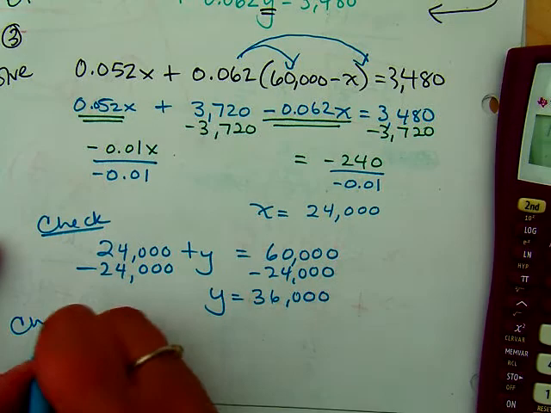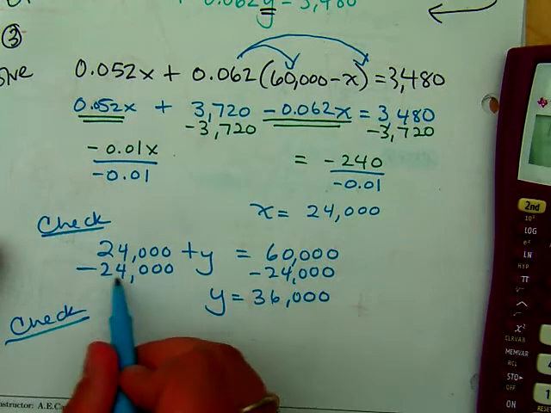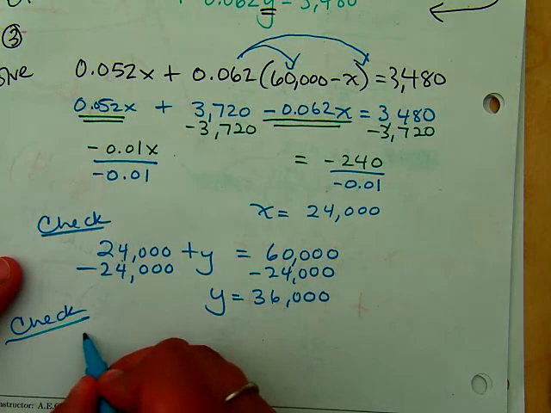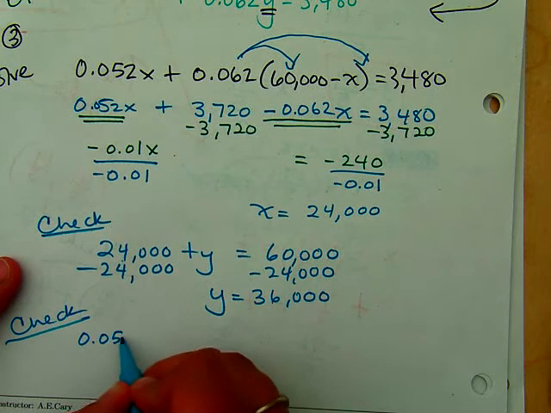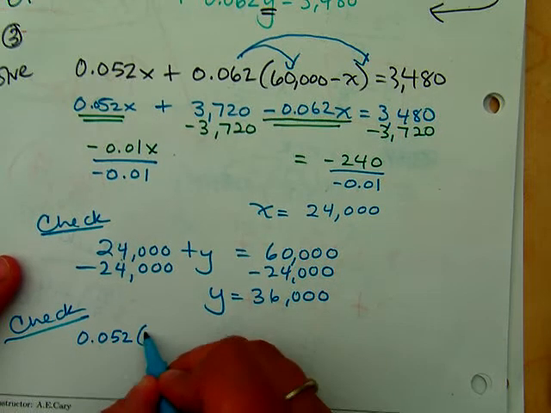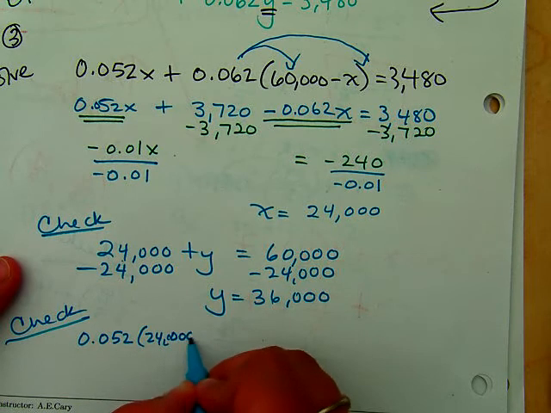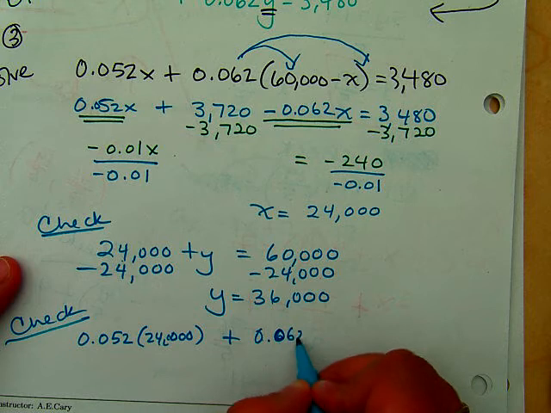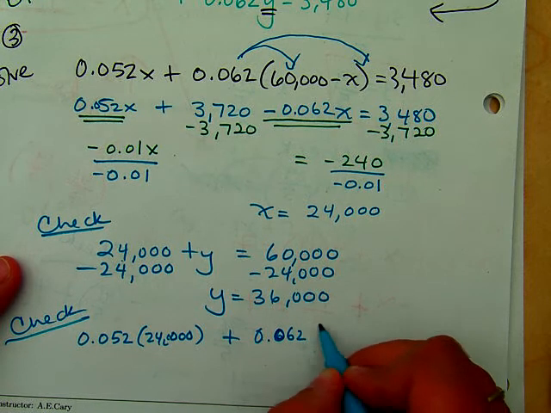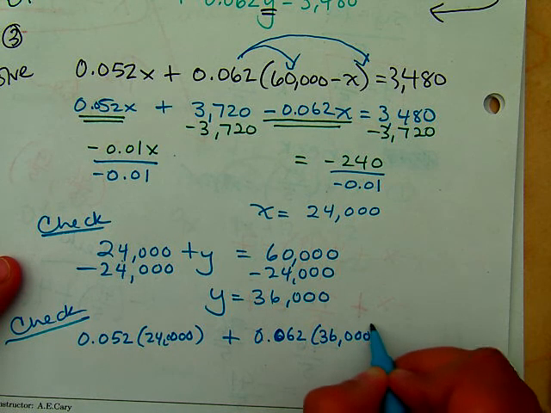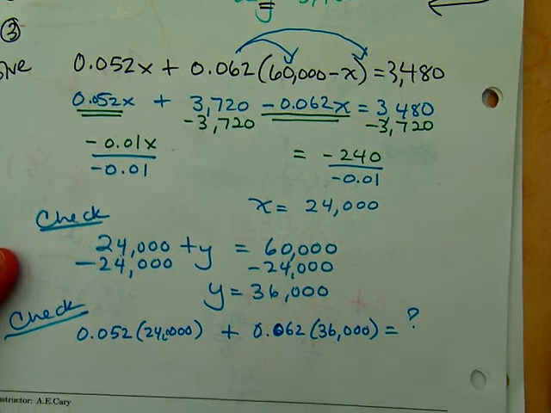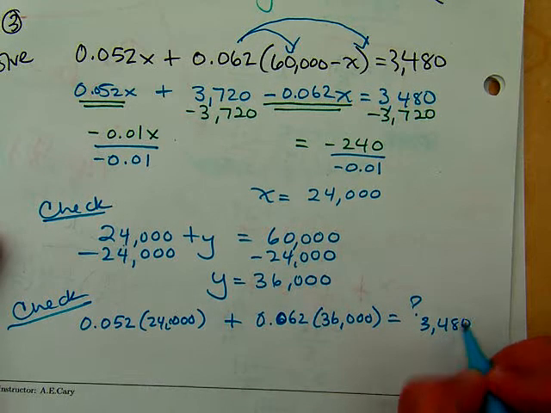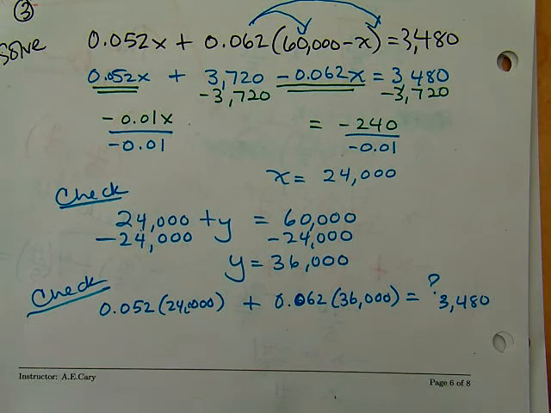Now let's check that and make sure that works. If I invest a certain amount, 24,000 at 5.2%, the interest is 5.2% of 24,000 plus 6.2% of 36,000. How much interest is that? That's supposed to give me a total interest of 3,480, right? Let's see if it does.